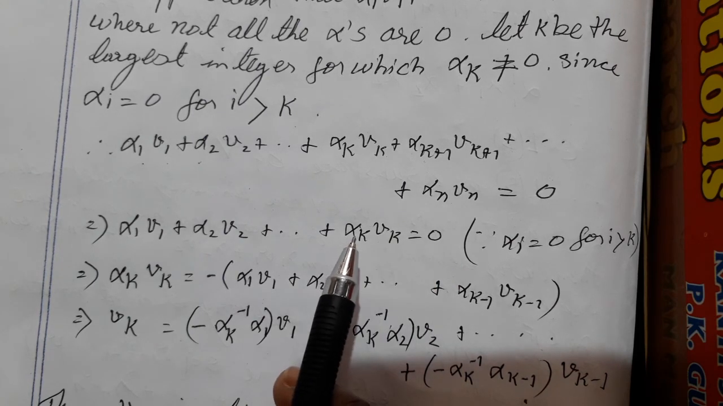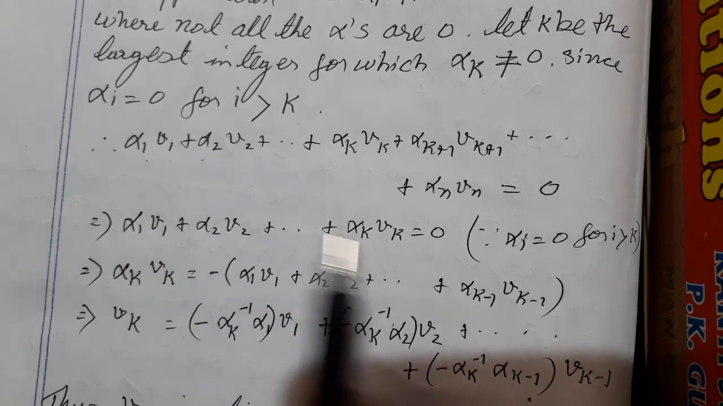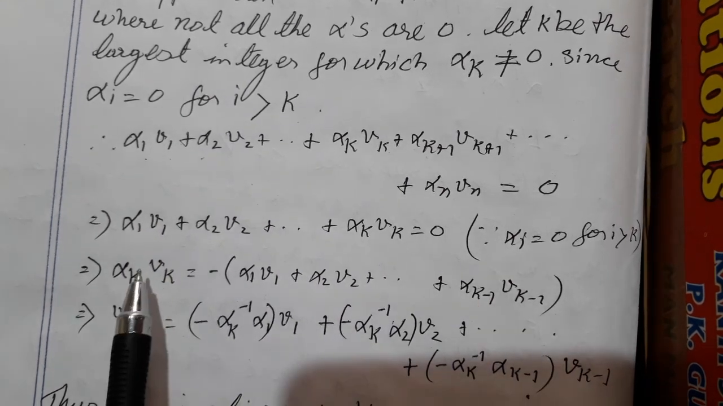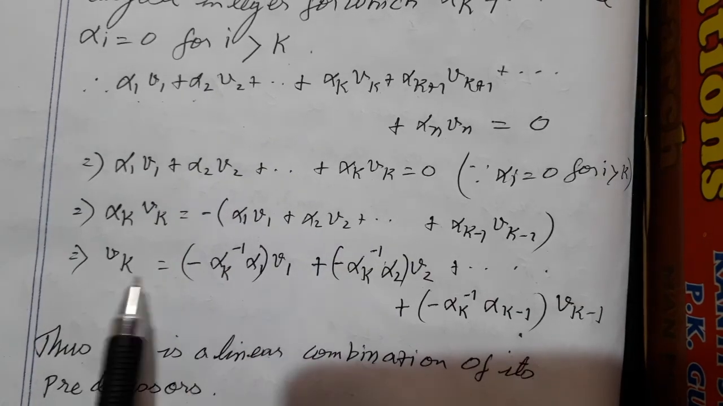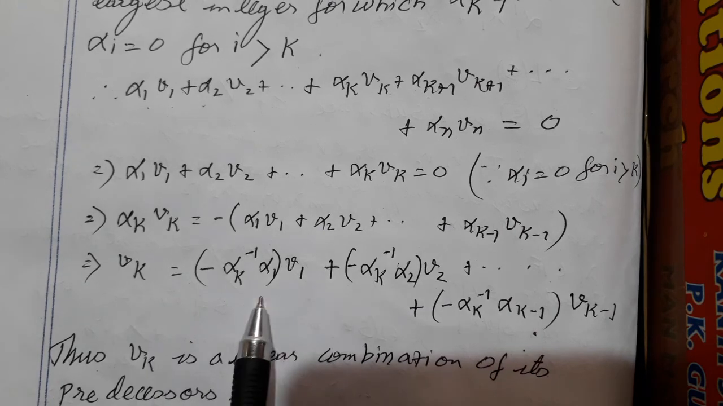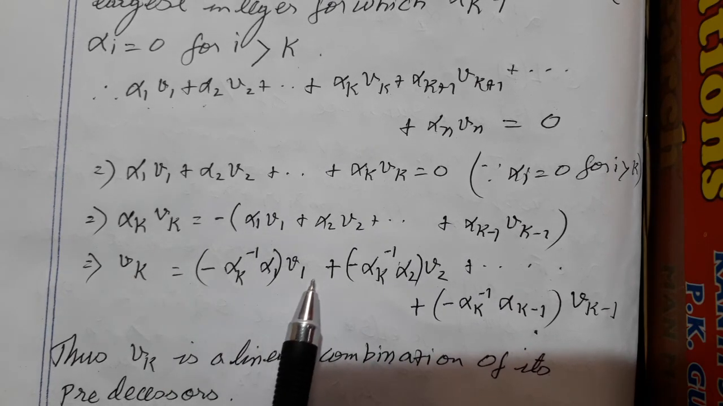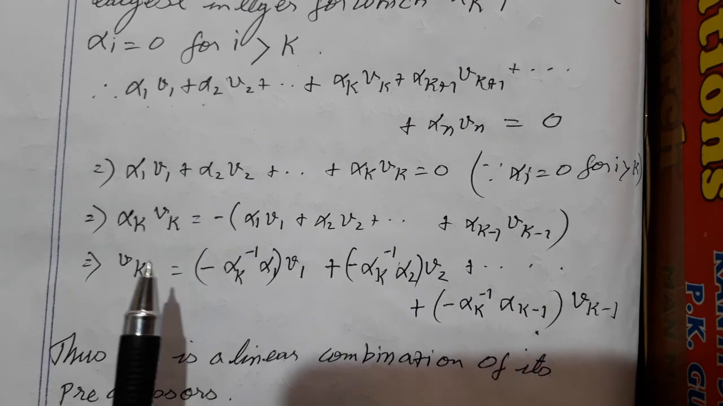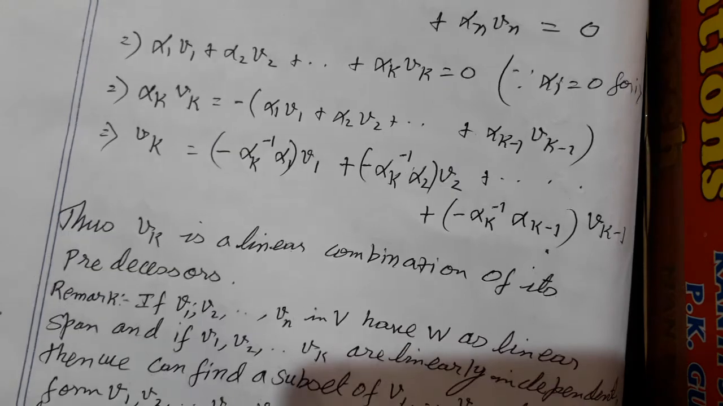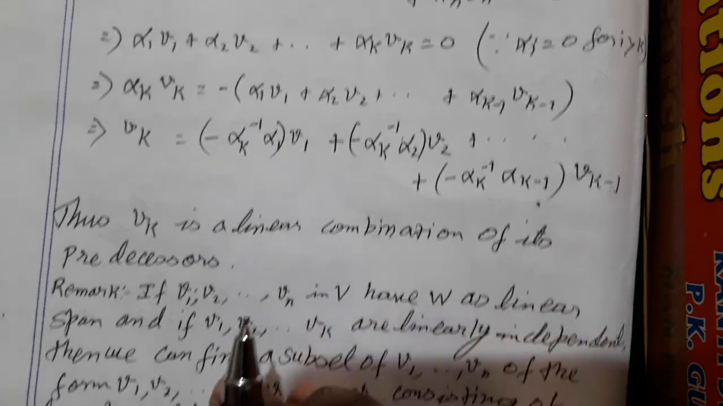Now we are taking this alpha k is not 0. So I bring these vectors to this side, and since alpha k is not 0, I can divide throughout by alpha k. Then I get vk to be this. That shows vk is a linear combination of v1, v2 till vk minus 1. So hence we have proved that vk is a linear combination of its preceders. So that is our theorem.